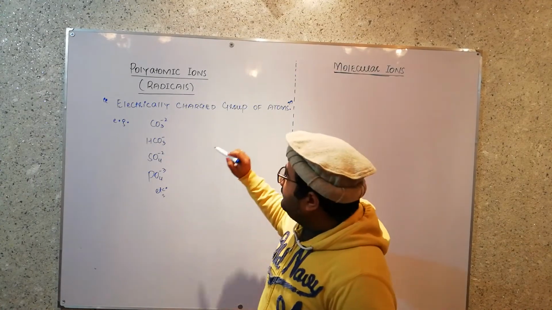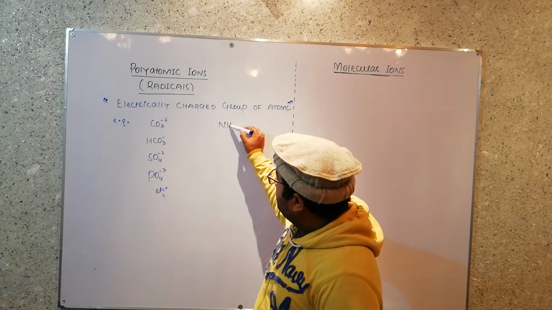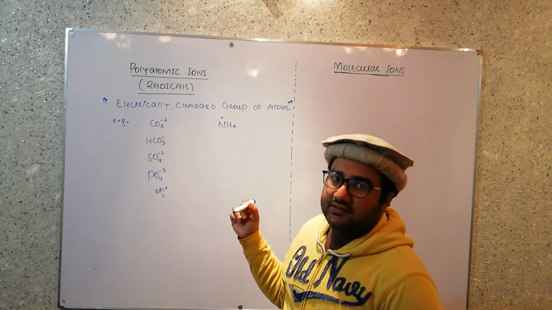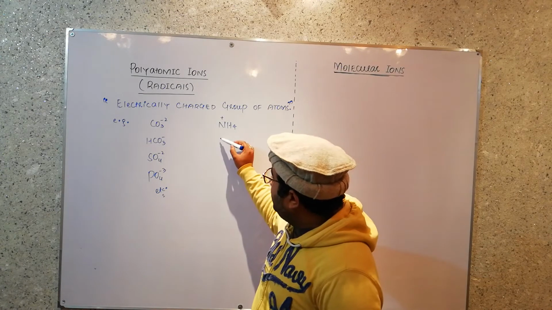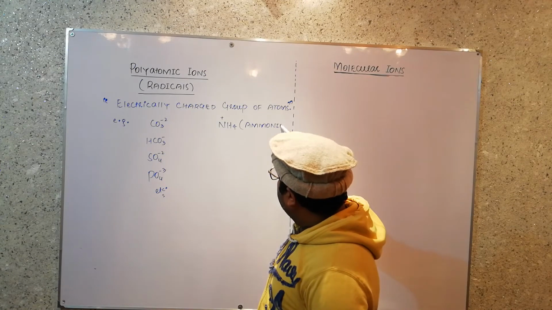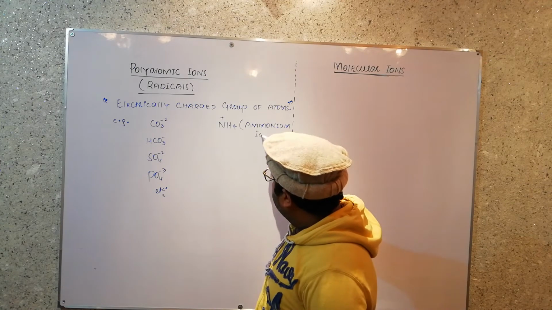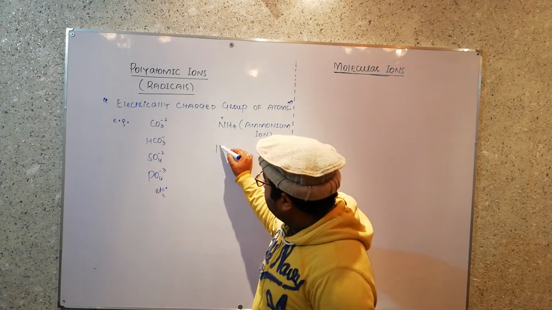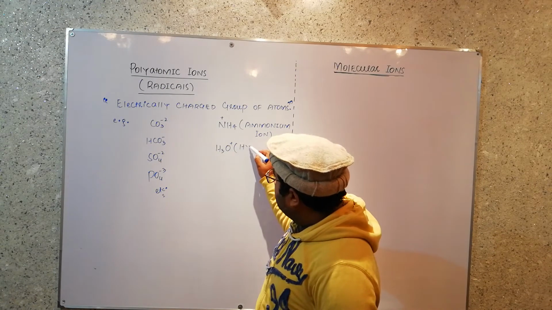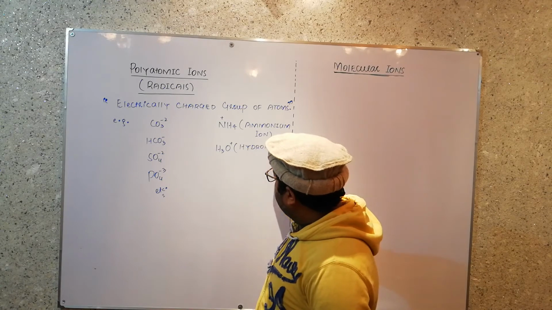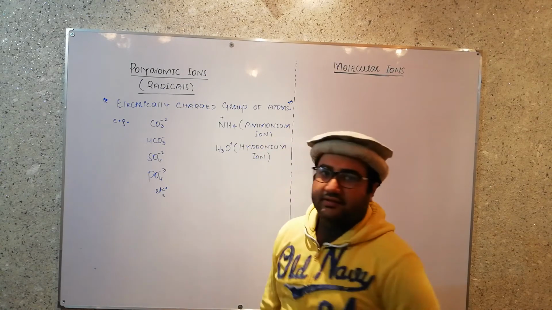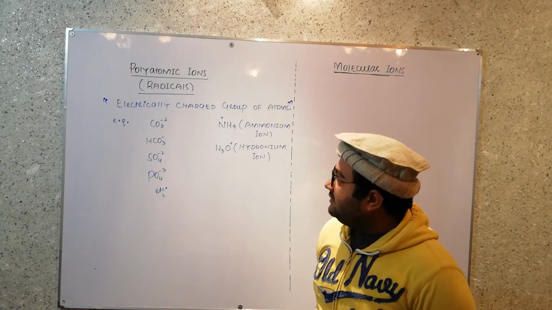As far as the positive polyatomic ions are concerned, there are two famous inorganic positive polyatomic ions: ammonium ion and hydronium ion. One is the ammonium ion, second is the hydronium ion.